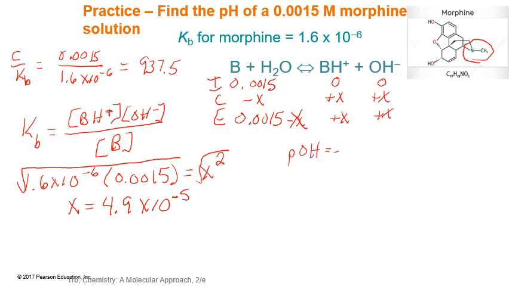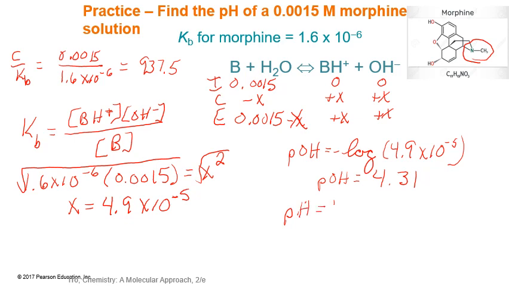pOH is the negative log of that value, which is 4.31. And then pH is equal to 14 minus our pOH. In this case, 9.69. And so our pH of morphine is 9.69.